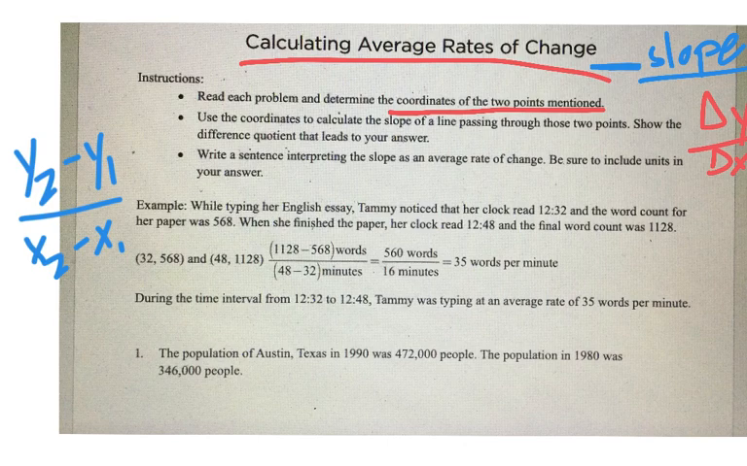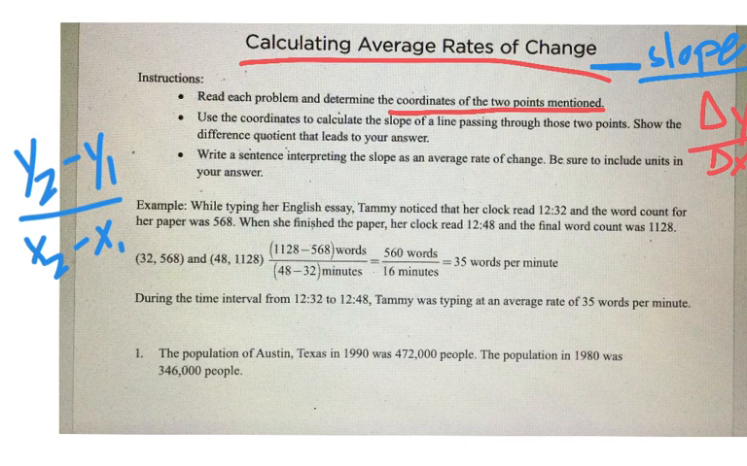Another thing that they want us to really focus on is the units. So we're going to give context to our answers, talking about what the slope actually represents. So here the y value was words, the x value was minutes. So when I simplify the fraction, 560 over 16 was 35. That's 35 words per minute, words over minute. So you're getting an idea of how quickly Tammy can type. So include those units in our problems today.